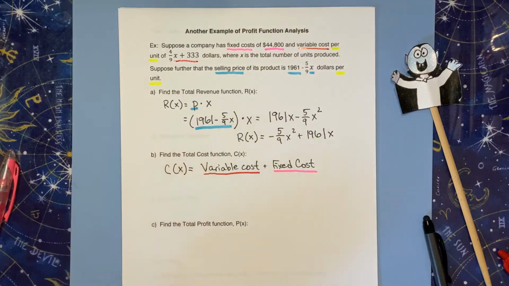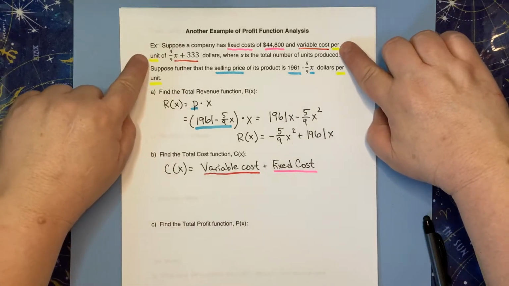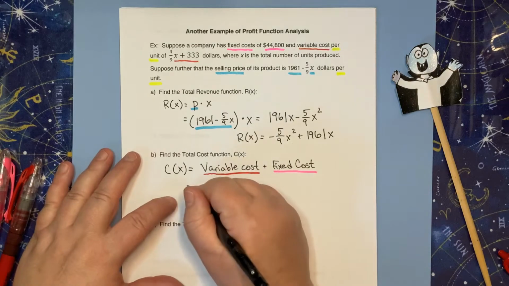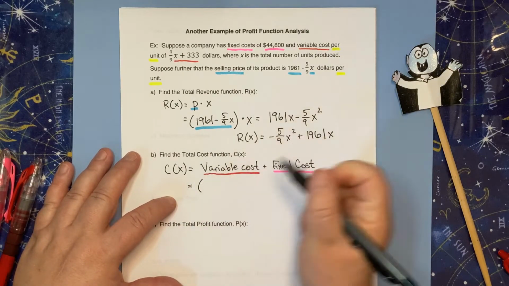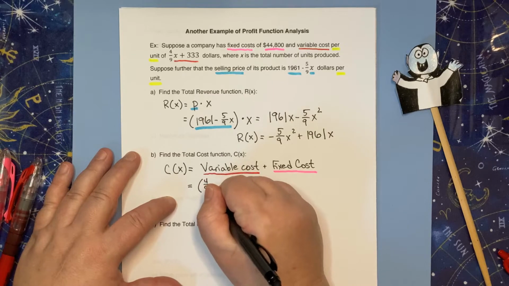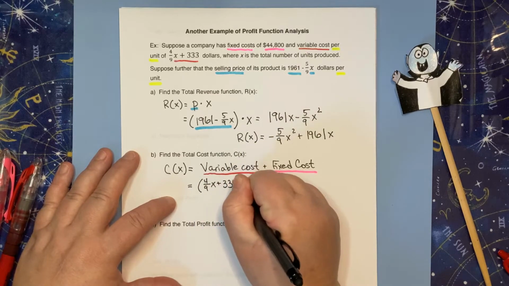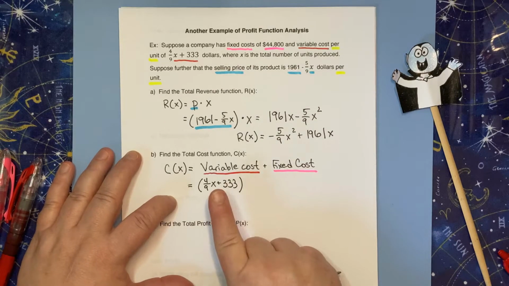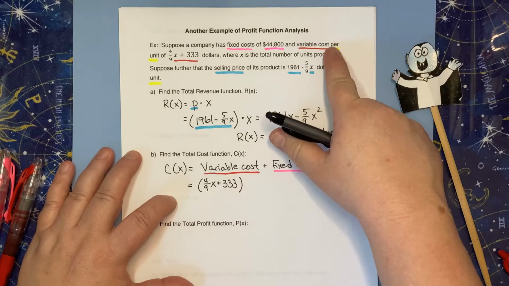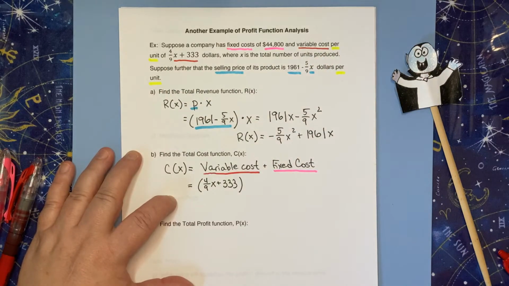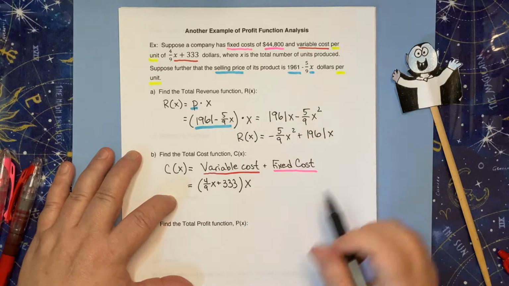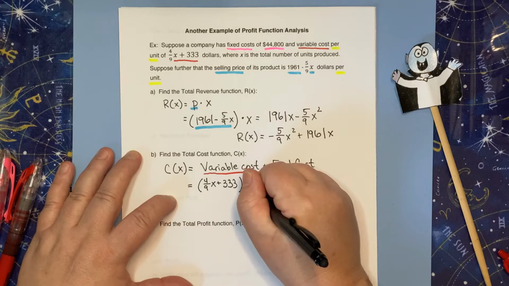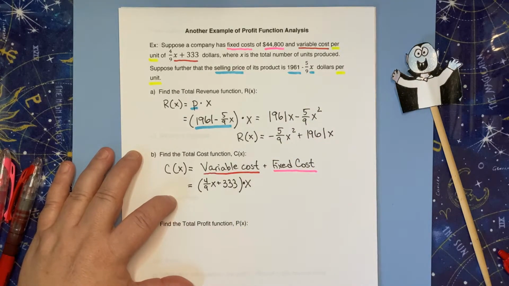And again, I'm going to remind you that this is the variable cost per unit. So let's look at this. The variable cost was 4/9 x plus 333. But if we just leave it like that, that's just the variable cost for one unit, right? It says per unit. So just one unit is that. We want the whole variable cost. So we have to multiply by x, just like we did up there. I'll emphasize it by writing the multiplication.